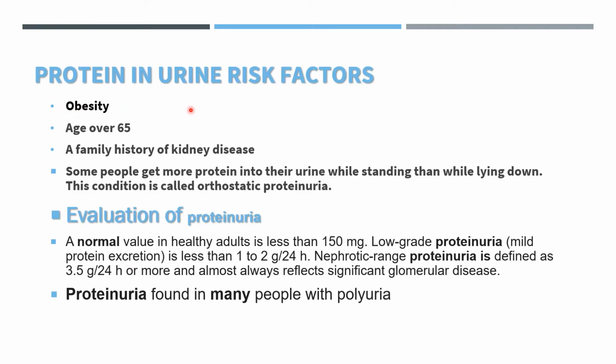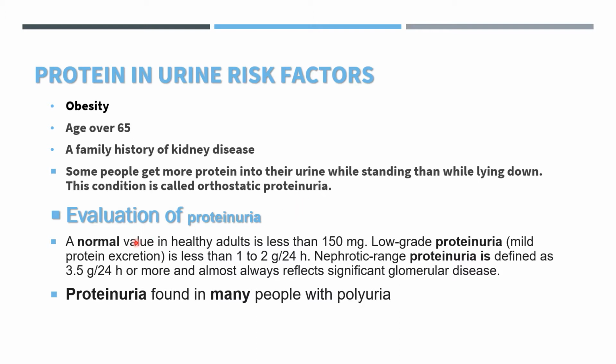Protein in urine risk factors. So what are the risk factors which are related to protein in urine or proteinuria? These are the following: obesity, age over 65, being female, family history of kidney disease, and some people get more protein into their urine while standing than while lying down. This condition is called orthostatic proteinuria.